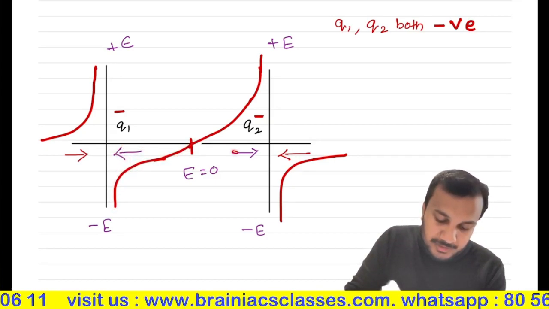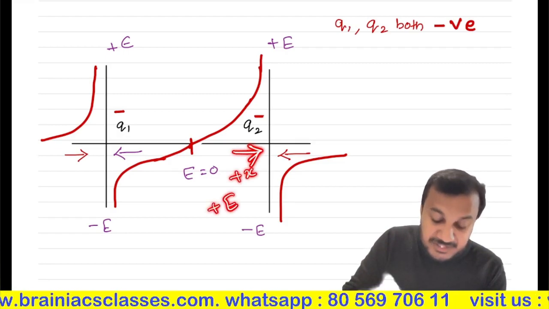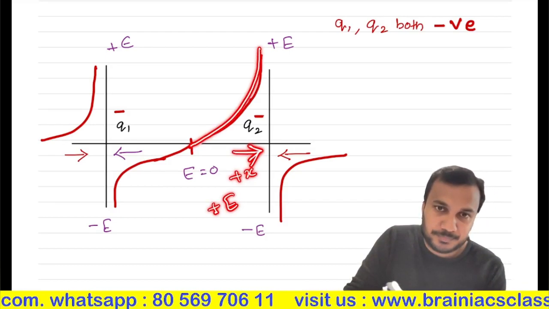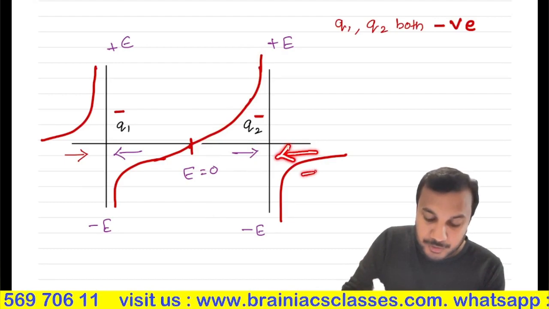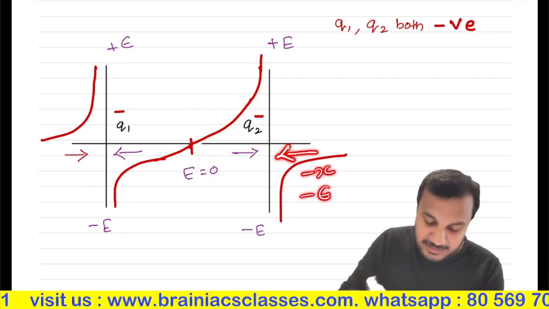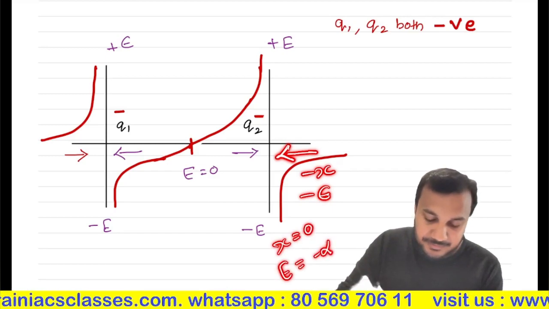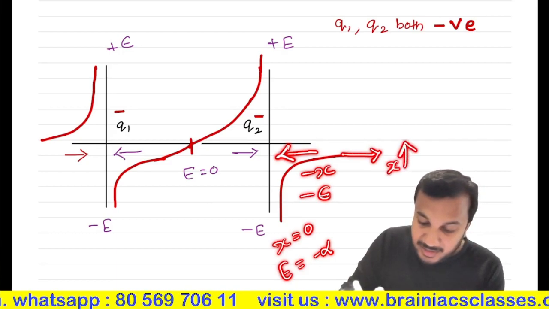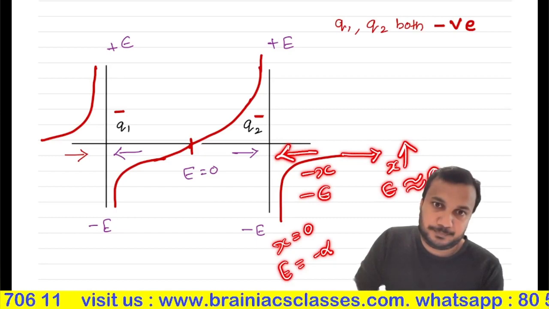Next, charge Q2. The electric field is going to the right side. Right side means plus x, plus x means plus E. So plus E is going to start. On the left side, going left means minus x, so minus E. When x is equal to 0, the electric field equals minus infinity. When x increases, what will happen? When x is very high, the electric field is approximately equal to 0.